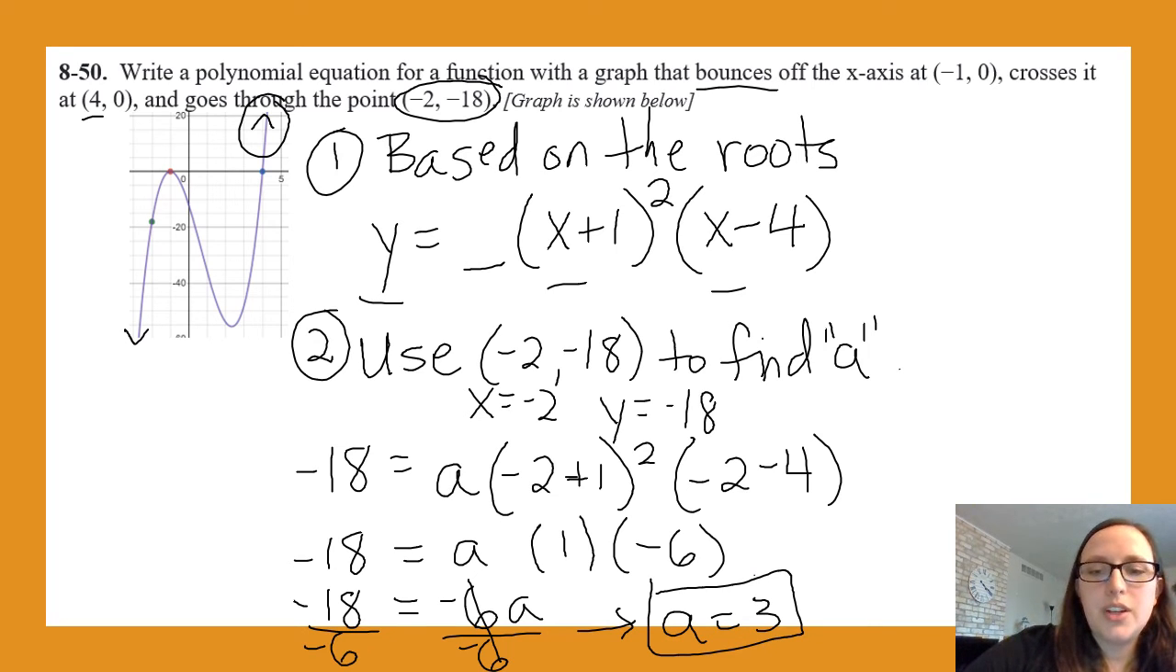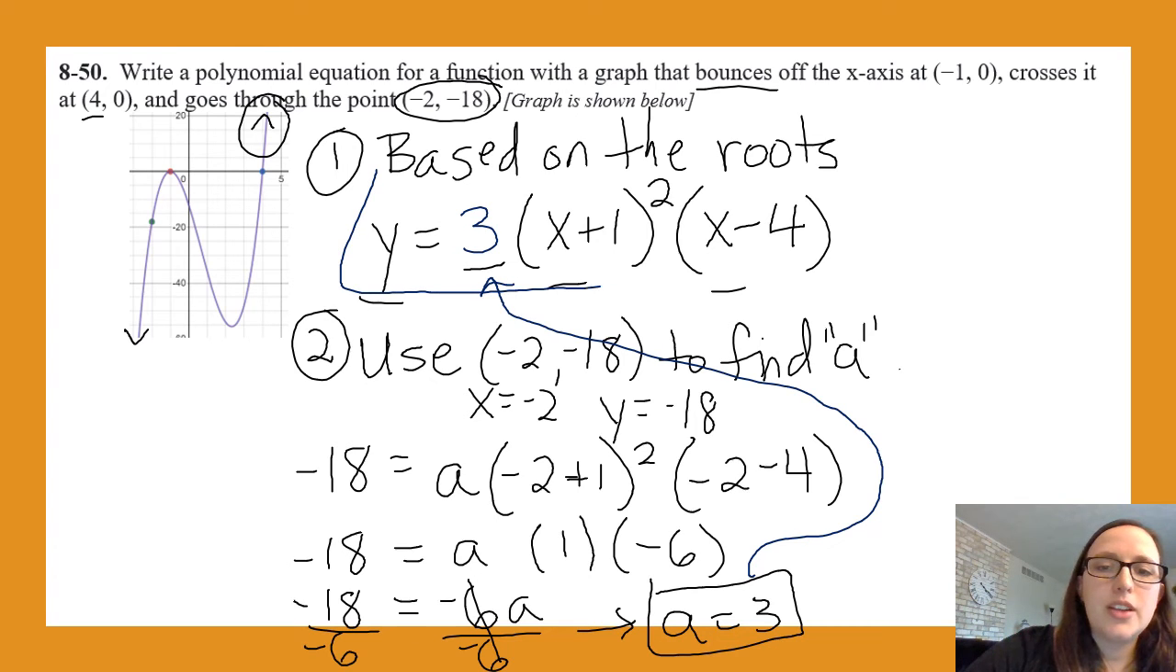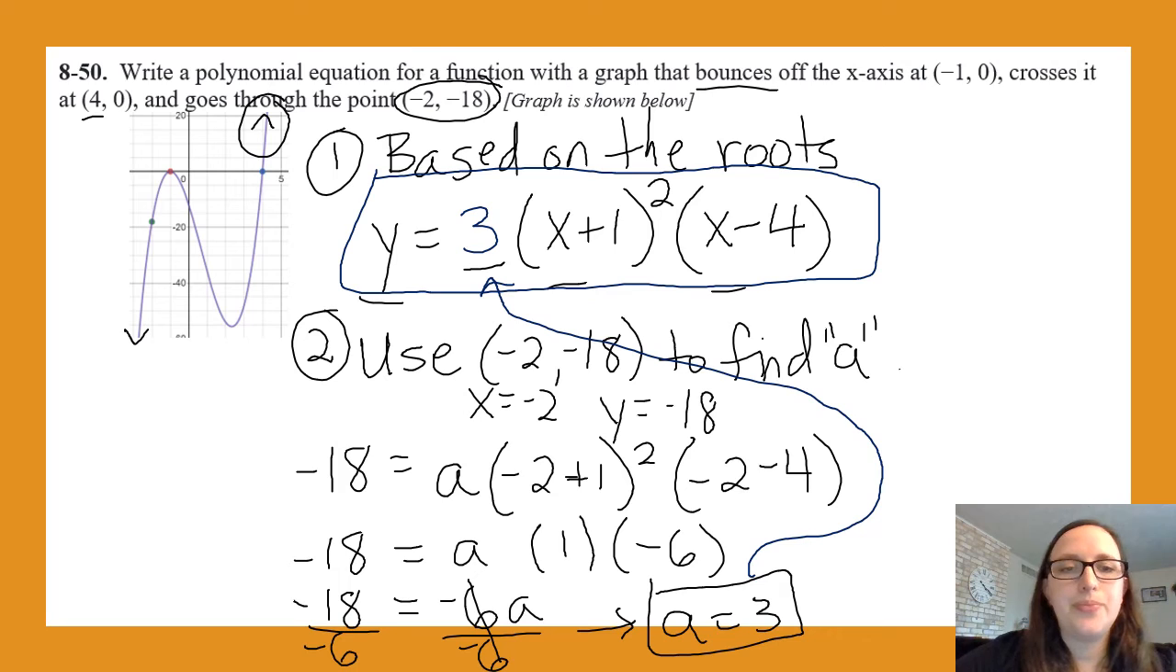Okay, and then we just need to plug that in here. So our equation is y equals 3 times x plus 1 squared and x minus 4. So we can put that in Desmos and double check that it looks like that graph.